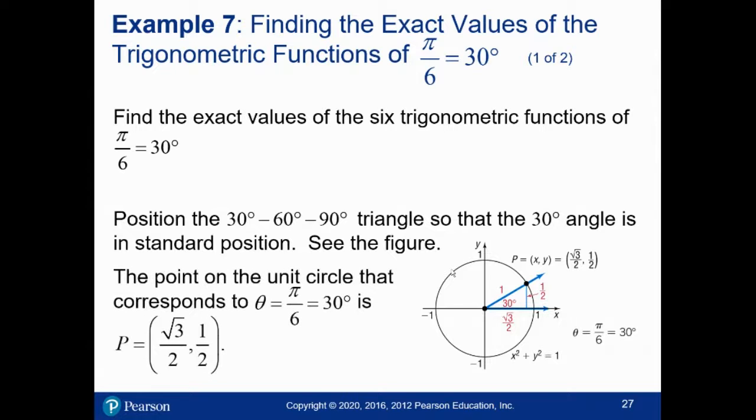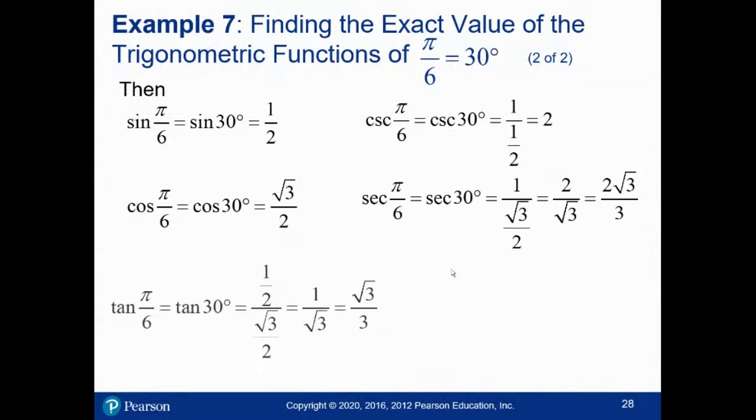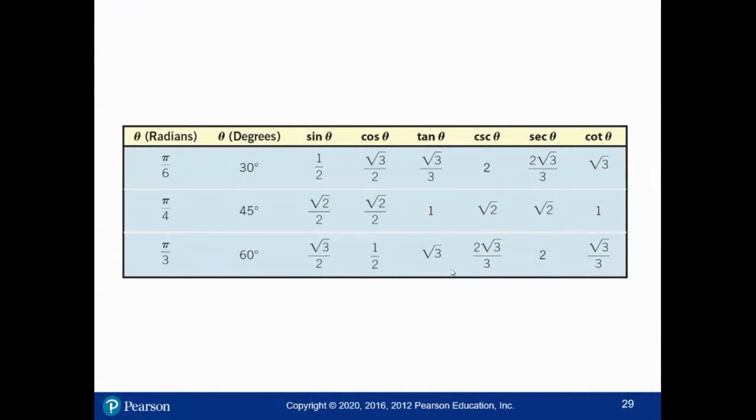But again, now that I know my x and y coordinates, root 3 over 2 and 1/2 respectively, we can just blast through and say sine, cosine, tangent, cosecant, secant, cotangent. The sine is the y coordinate, 1/2. The cosine is the x coordinate, root 3 over 2, and then use all the other definitions to fill this in. After which, we have this nice chart here.